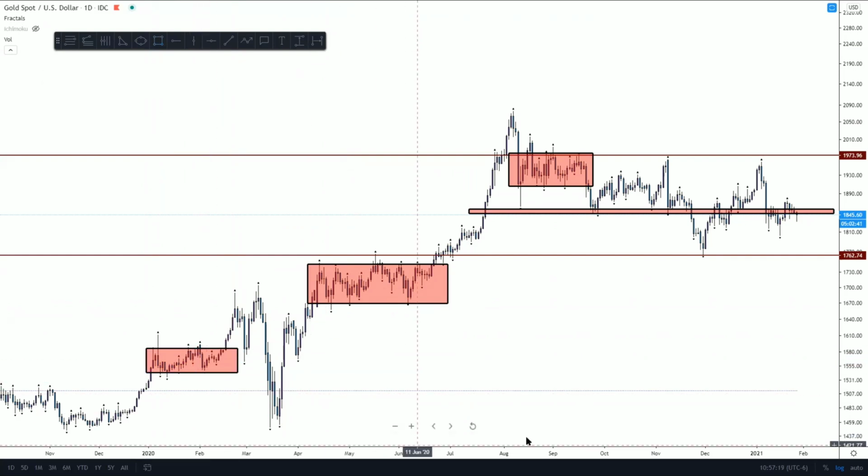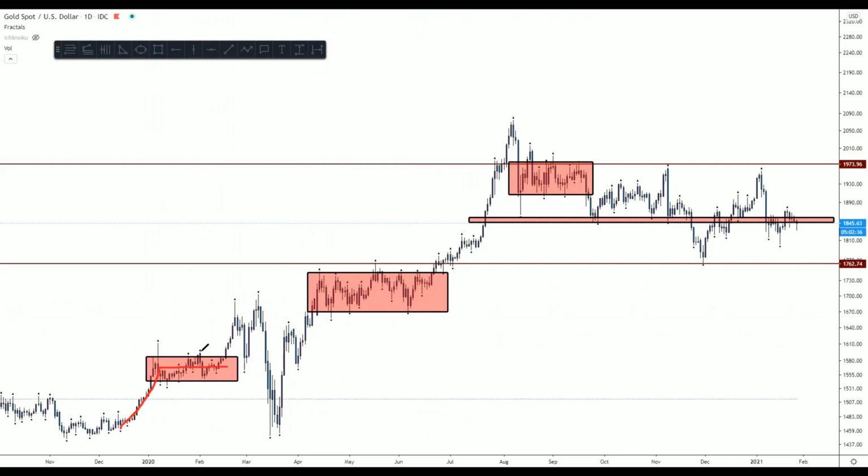We have another one over here. If you look here, we had a rally, our base, which was our accumulation, and then another move to the upside. So we had our first leg, our second leg, and accumulation. These are things that we do want to pay attention to and be mindful of when we are looking at these charts.